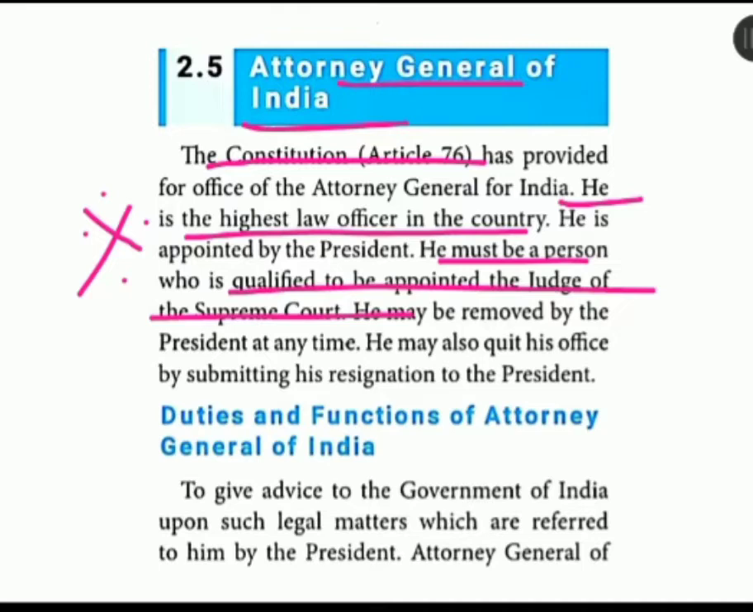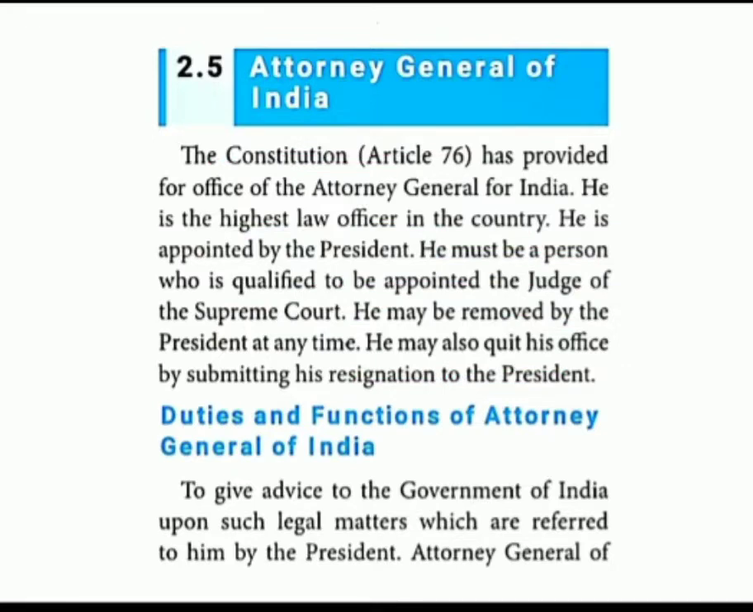Then moreover, he can be removed from the office at any time. The president alone has the power to remove the Attorney General of India from his post at any time. Then, when he quits the post, he has to give his resignation letter to the president. So that is given in the first para.